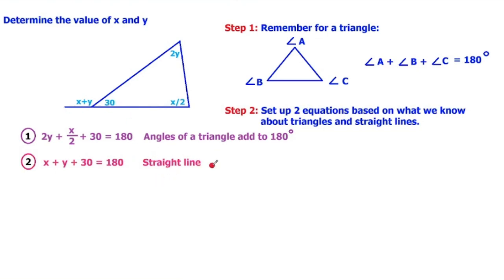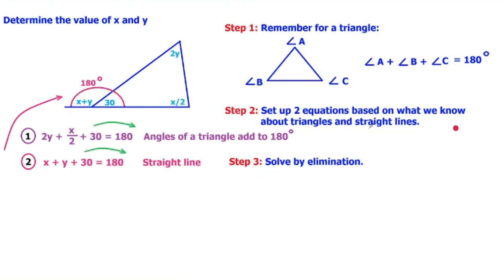We know that a straight line equals 180 degrees. So x plus y plus 30 equals 180. That's our second equation. So we know from here to here is 180 degrees. So now we can solve by elimination. So we could get this in the form that will help us to do that.